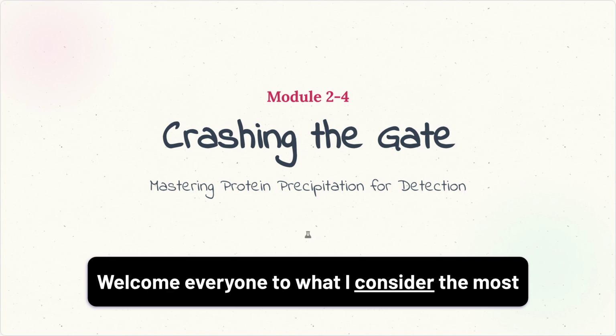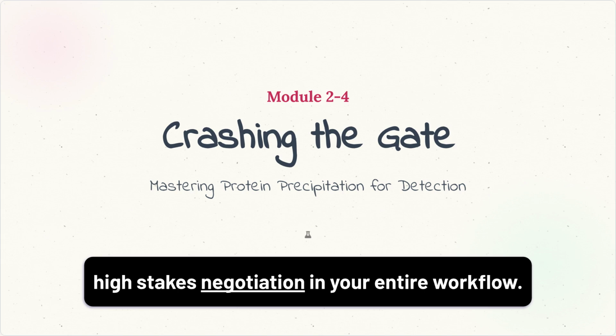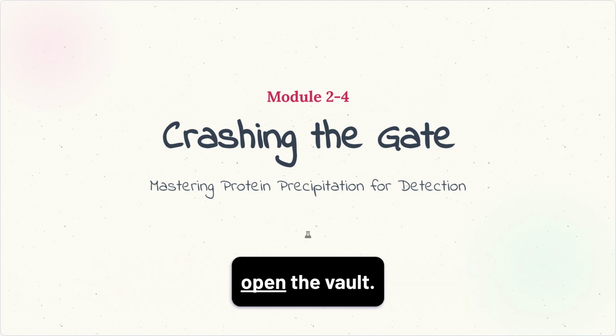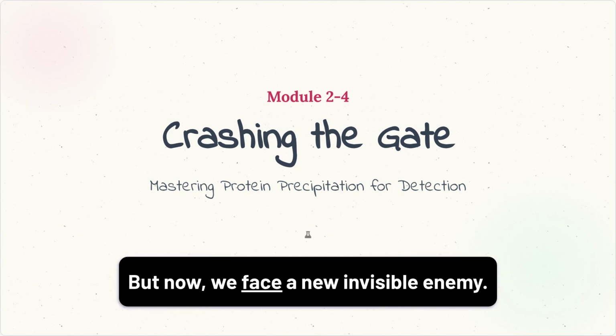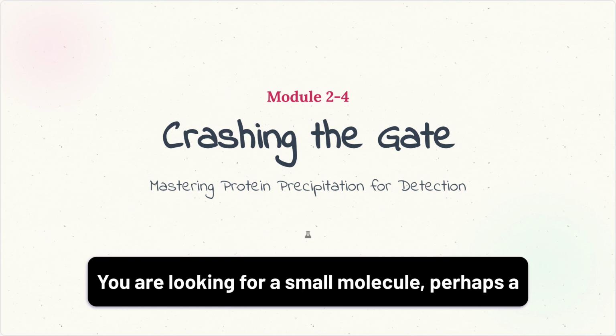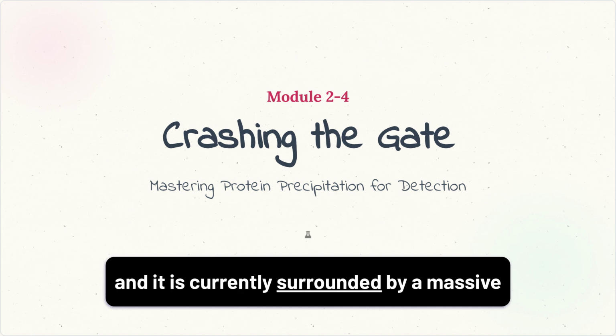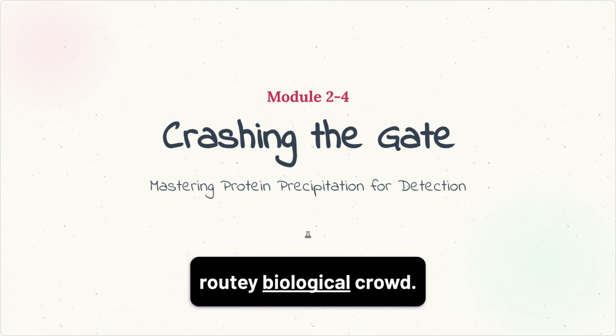Welcome everyone to what I consider the most high-stakes negotiation in your entire workflow. In our previous units, we breached the cell and opened the vault. But now, we face a new, invisible enemy. You are looking for a small molecule, perhaps a drug candidate, a metabolite, or a trace toxin, and it is currently surrounded by a massive, rowdy biological crowd.